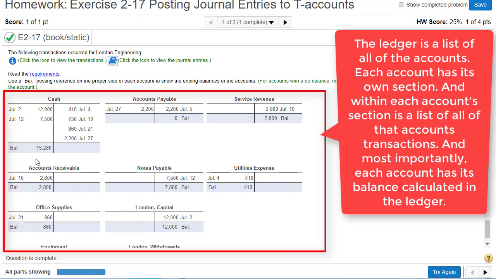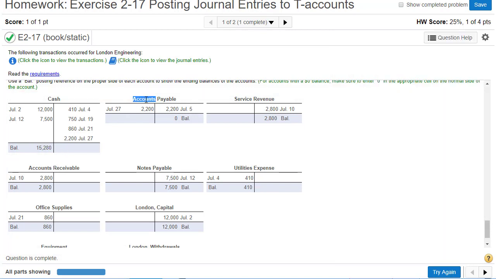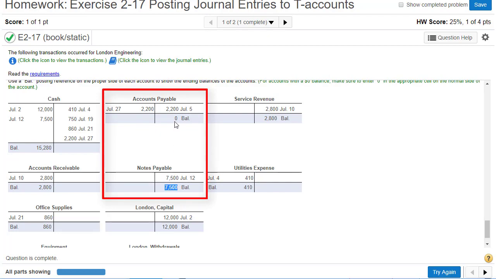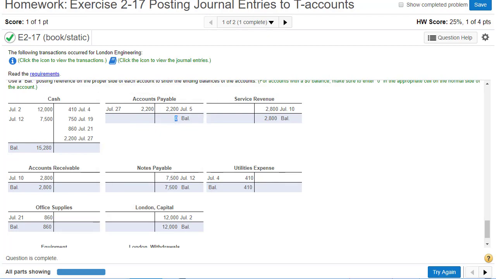And the number one thing that bosses are always asking for is, what is our cash balance? So we would tell our boss we've got $15,280 of cash. If they asked us how much debt we have, debt is accounts payable and notes payable. So we have $7,500 plus 0, so $7,500 of debt. And that's it.